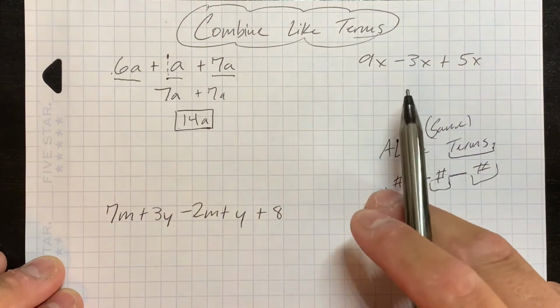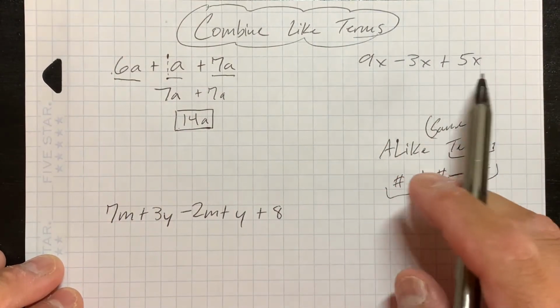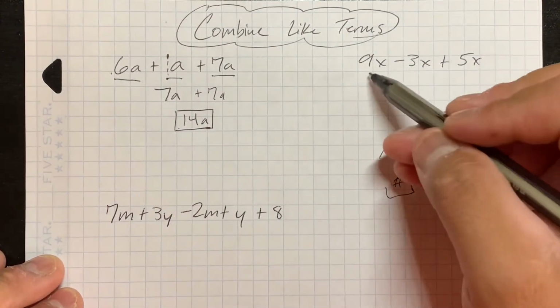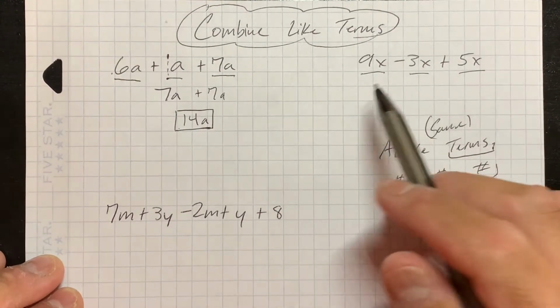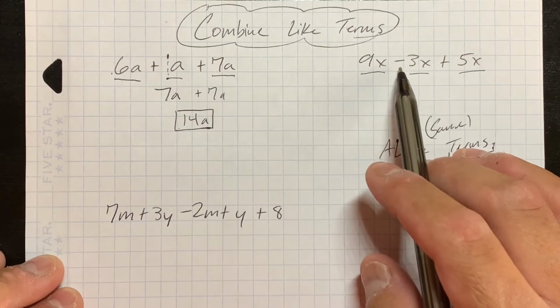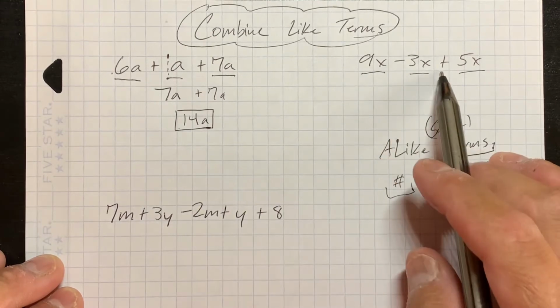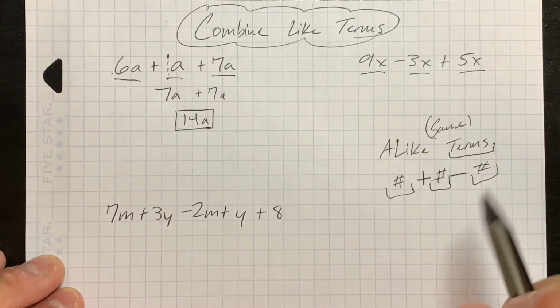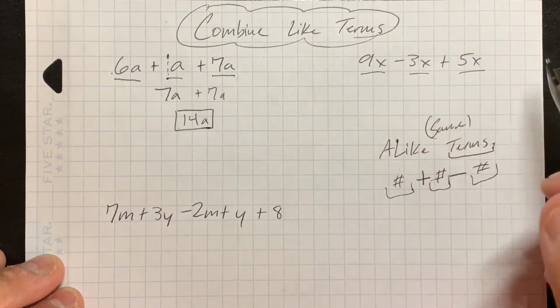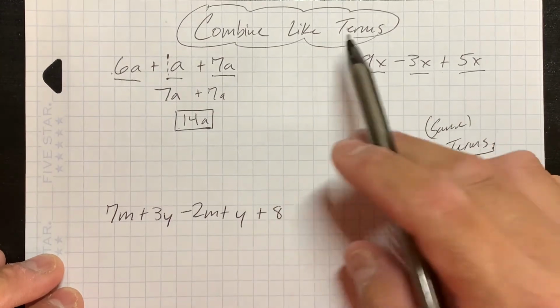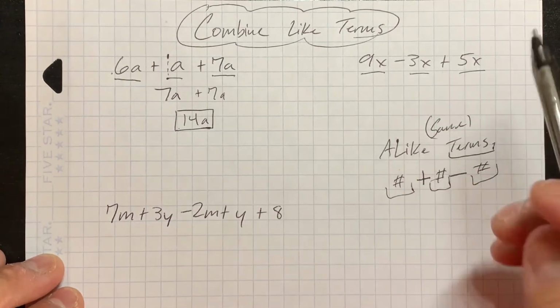Same thing, we have 9x minus 3x plus 5x. Again, there's 1, 2, 3 terms, okay, because they're all separated by a subtraction symbol and an addition symbol, so 3 terms. Now here, they all have the same variable x, so they are like terms. They're terms that are alike.